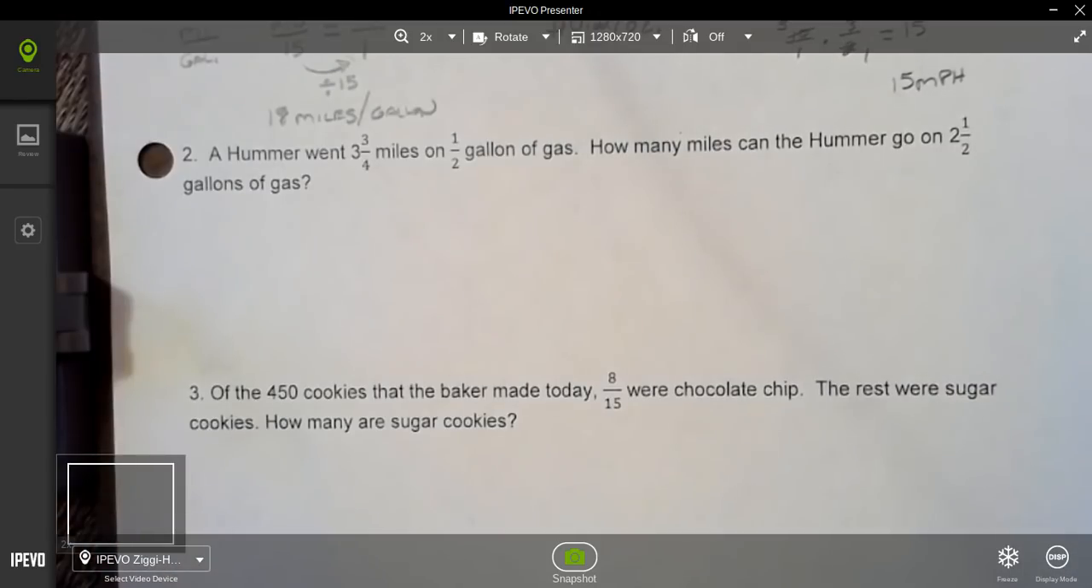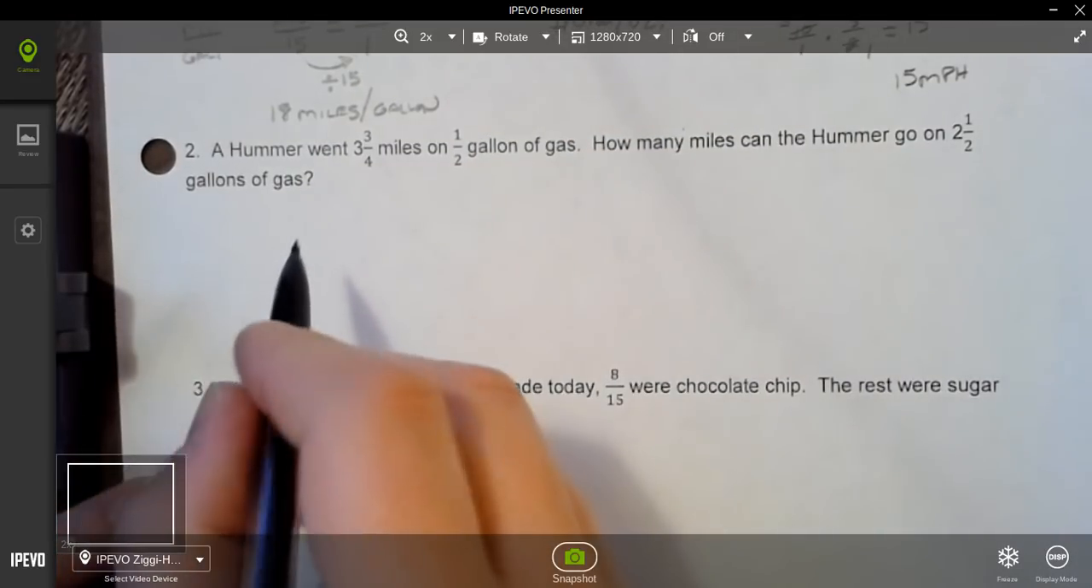In example 2, we're told that a Hummer went 3 3/4 miles with a half a gallon of gas. And we're trying to figure out how many miles the Hummer can go with 2.5 gallons of gas. In order to do this, we're going to use our unit rate to help us scale ahead to answer our question. So I'm going to go ahead and set up my problem here.